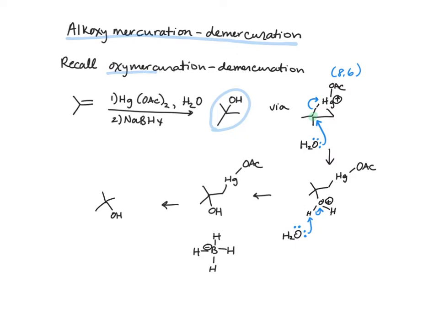Then in step 2, we've added sodium borohydride. And remember what we said about these boron-hydrogen bonds. These are nucleophiles. And this is going to serve as a nucleophile to attack the carbon containing mercury, and that departs. And we have our new product wherein we have a hydrogen atom that's gone on the less substituted carbon.